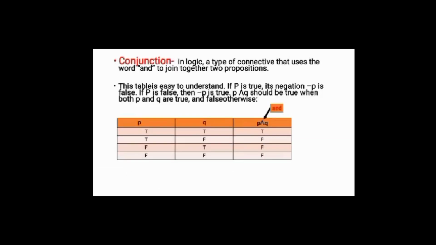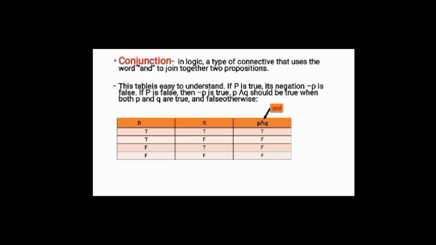Next is conjunction. When we say conjunction, it has in the middle of the statements what we call and. In the example, the column P and Q is true when both are true. It means if the statements are the same, the answer is that of the statements. But when the statements are not the same, it is equivalent to a false statement.